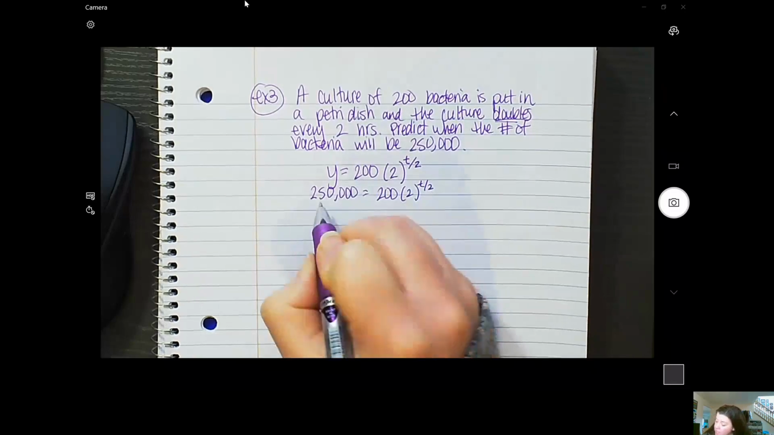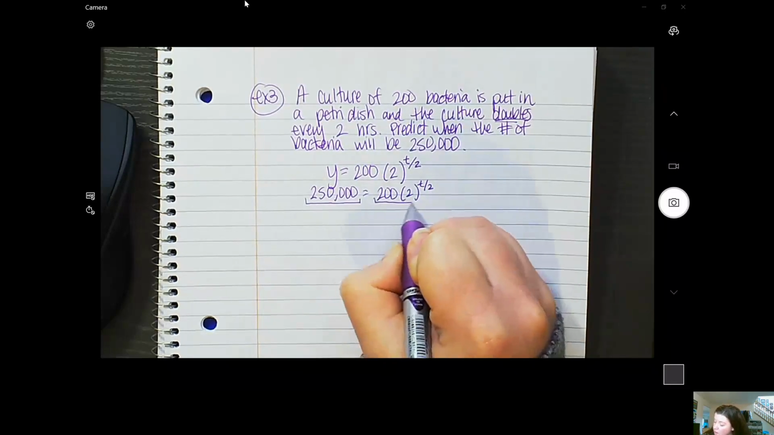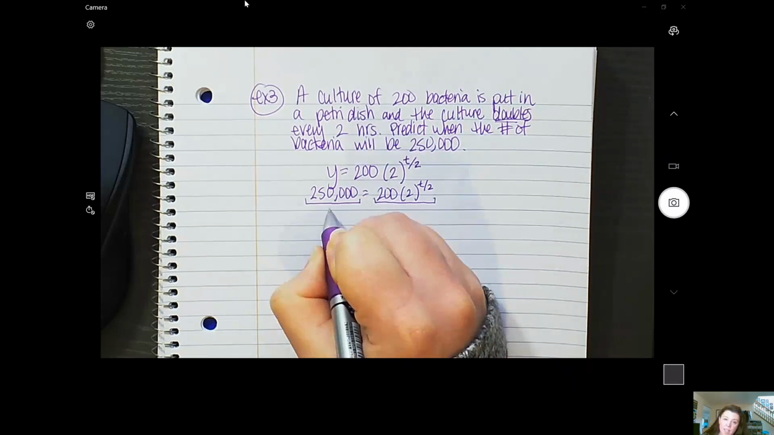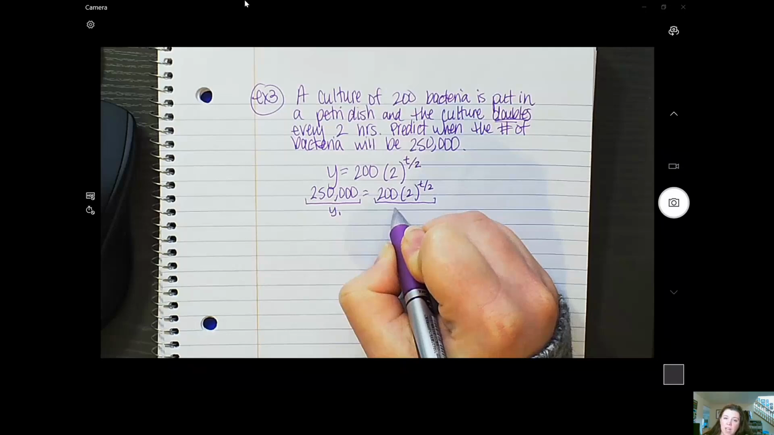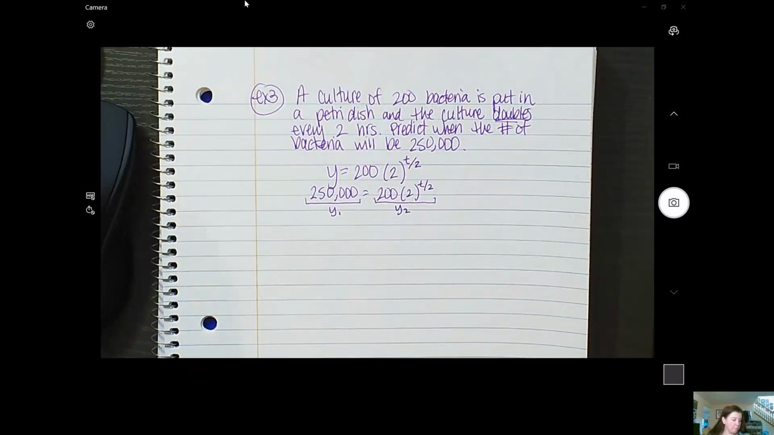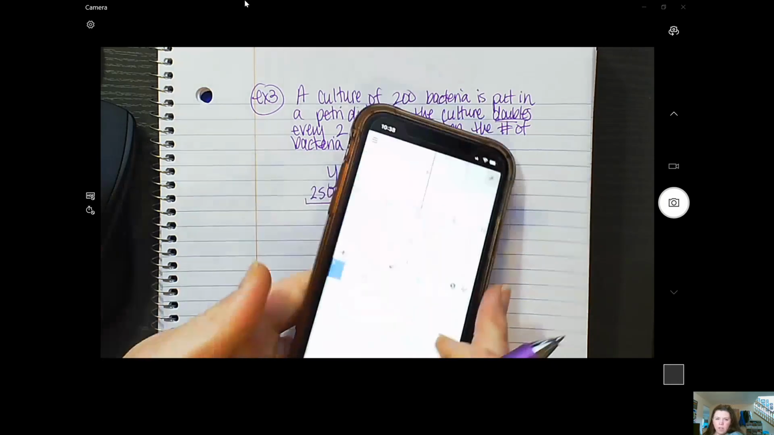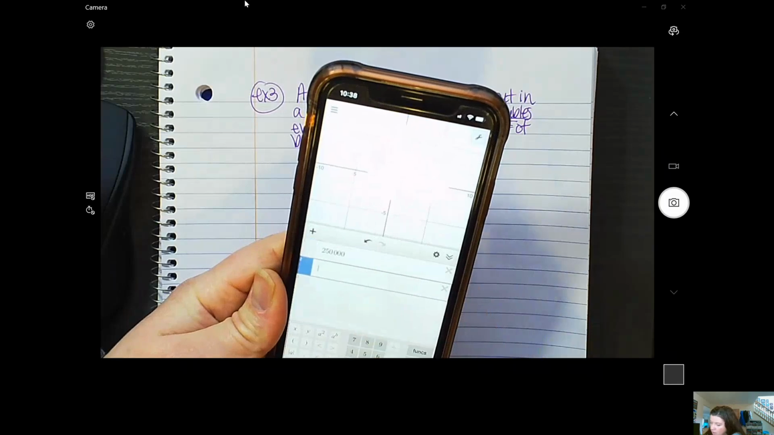equals 250,000. So what I want you to do in your calculator, either Desmos or your actual graphing calculator, is put one side of this equation on one line in your grapher, so y1, and then the other side of the equation on y2. And again, it doesn't matter which calculator you use, they both are perfectly fine with this. So I'm going to type it in. I'm going to use Desmos this time because I've been using the other one a bunch.